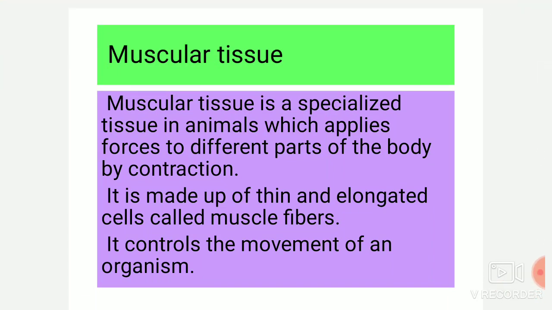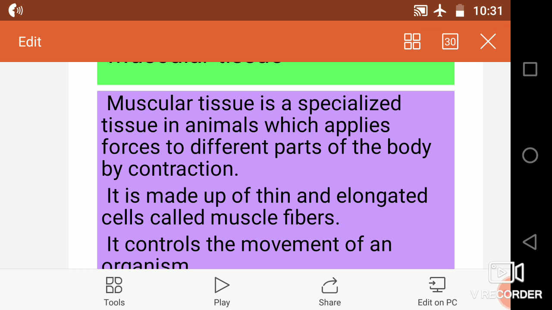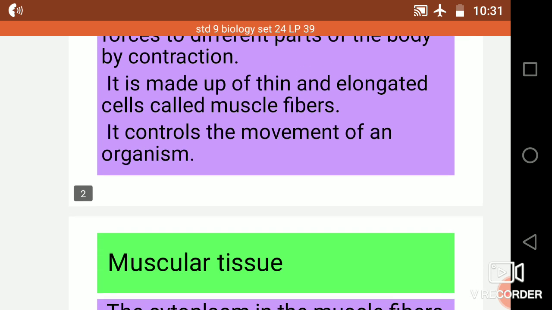Muscular tissue is a specialized tissue in animals which applies forces to different parts of the body by contraction. So this tissue only has the capability of expansion and contraction. It is made up of thin and elongated cells called muscle fibers. It is termed fibers because it is thin and long. It controls the movement of an organism.